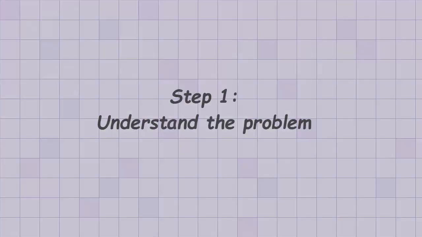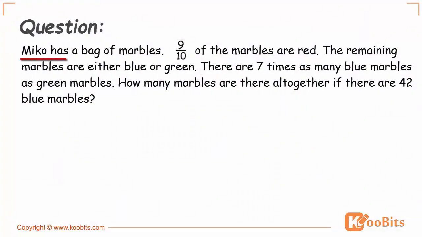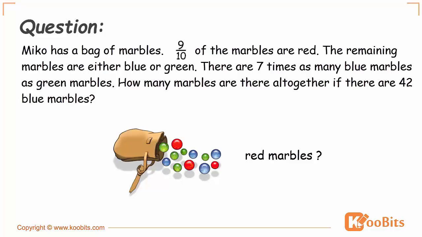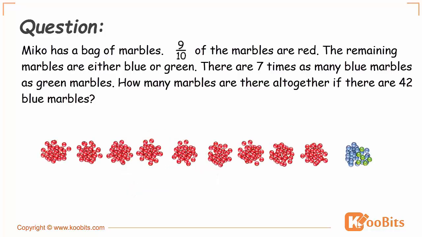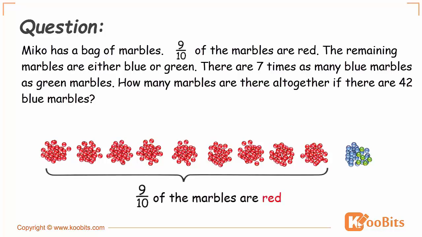Let's break down the question and understand it, shall we? Miko has a bag of marbles. 9/10 of the marbles are red. Do we know how many red marbles there are? No, we do not. But we do know that if we were to divide the marbles into 10 groups, the red marbles make up 9 out of the 10 groups.